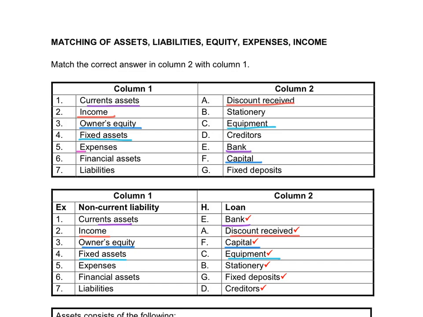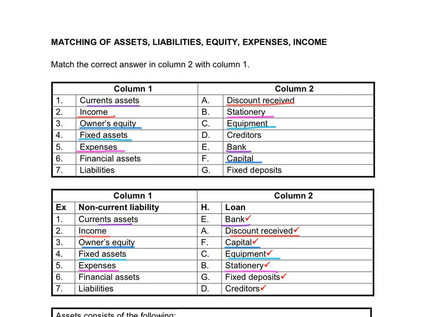Expenses are things that will reduce your profits. So expenses can consist of cost of sales, stationery, telephone, water and lights, salaries, advertising. The only one in the list that's an expense is stationery, so we will match expenses with stationery.